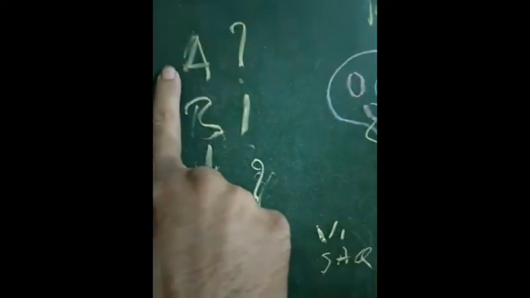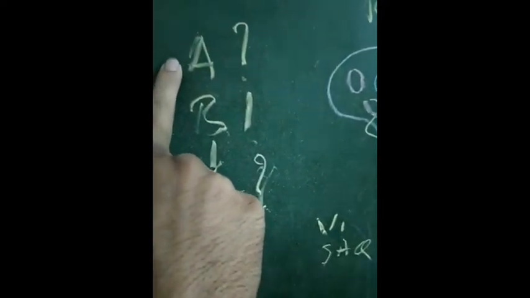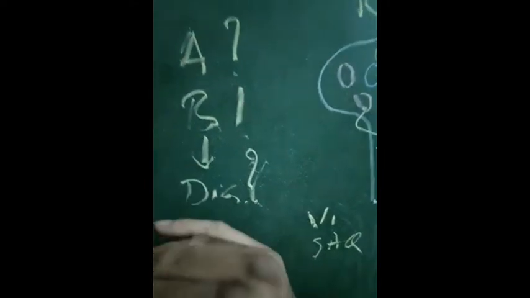Specimen में क्या होता है? Apex होता है, base होता है. कम से कम आपको इतना बोलना है. Apex is truncated, not pointed. Base is broad, rests on the diaphragm.